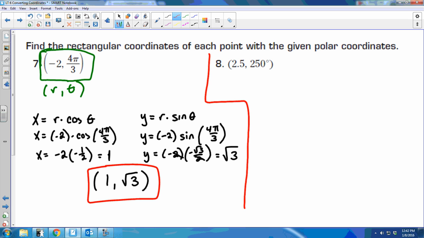Now, on the second example, 250 again is not on the unit circle, so you're not going to be able to get an exact answer. And if you're going to use your calculator, since 250 is in degrees, your calculator should be in degree mode. All right, so do the second example.